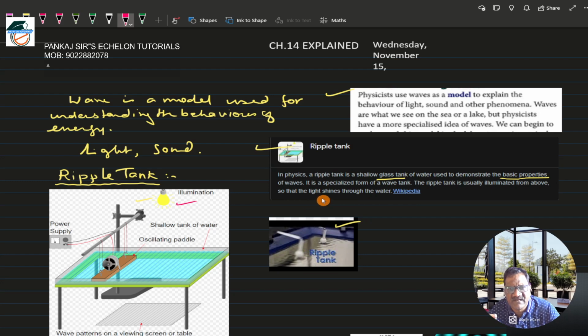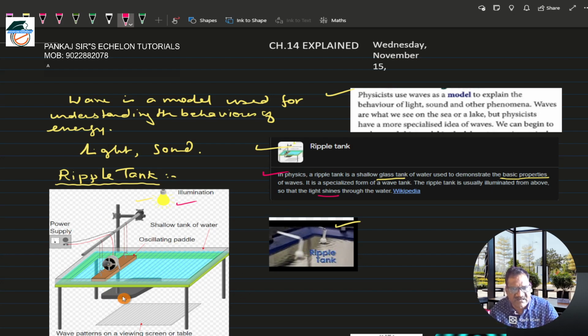So that the light of the lamp falls on the water, and it shows through at the bottom. So it is illuminated from above, so that the light shines through the water. Fine. So that is all about a ripple tank. If they ask you what is the definition of a ripple tank, this is the definition of a ripple tank.